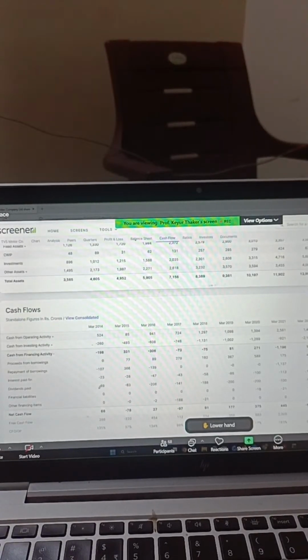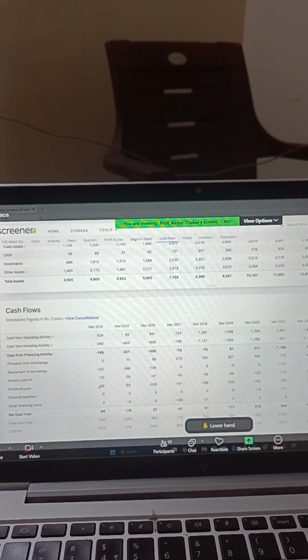So these, and then the company has a free cash flow. The last figure is free cash flows, and the company last year generated a free cash flow of 2,500 crores.